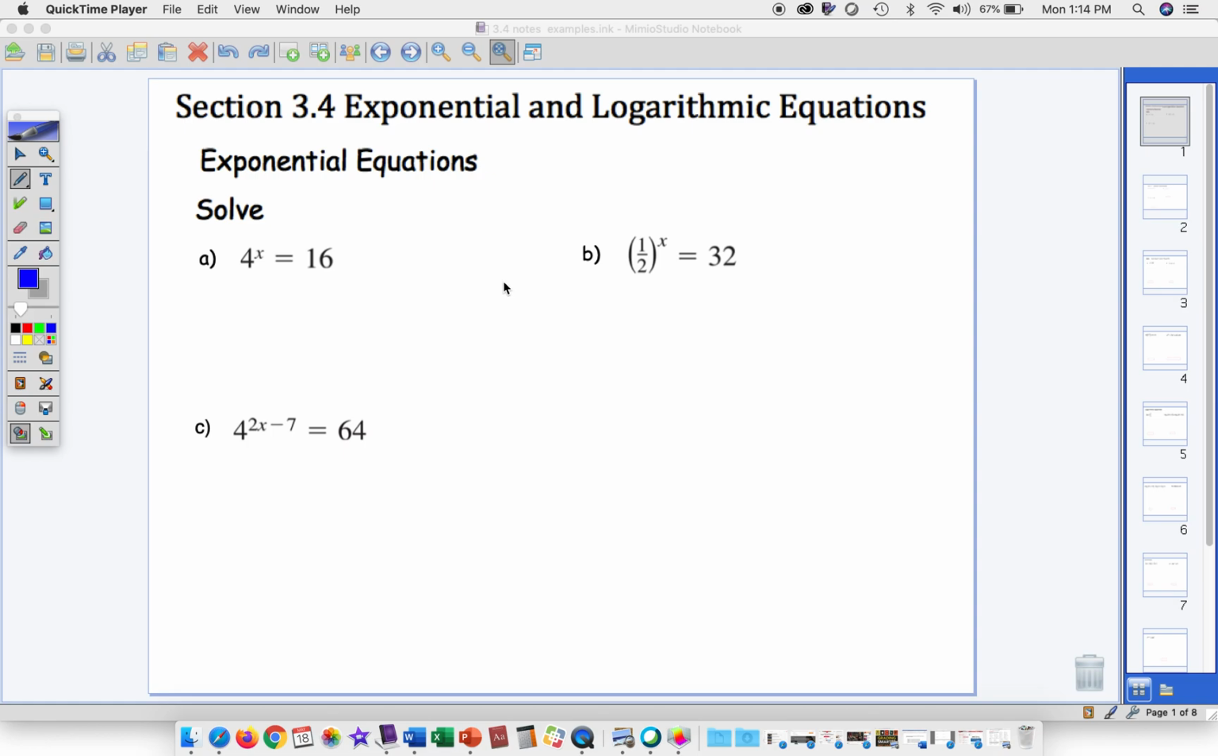Today we are going to cover section 3.4. We're going to do the first part of it. The entire section covers exponential and logarithmic equations. Today we're going to just focus on the exponential equations.